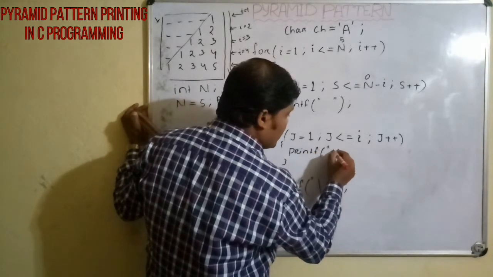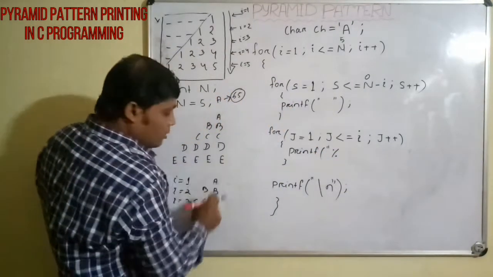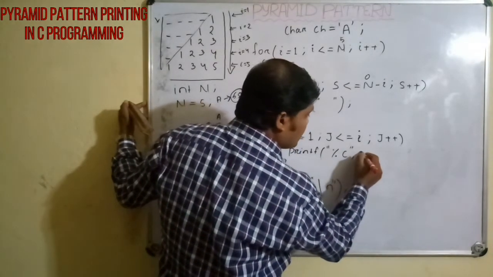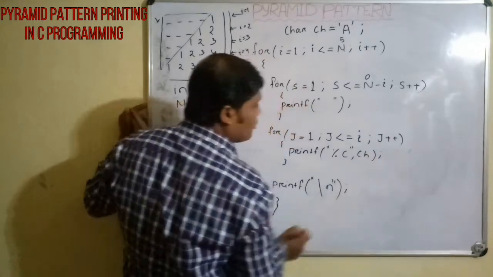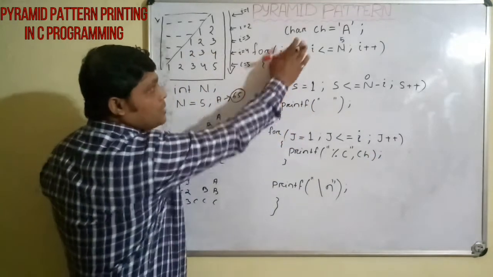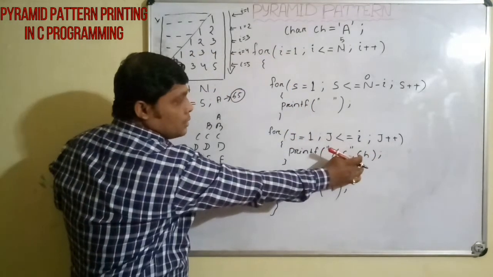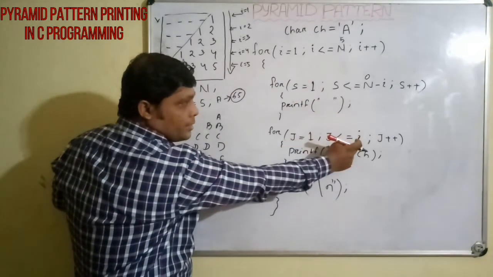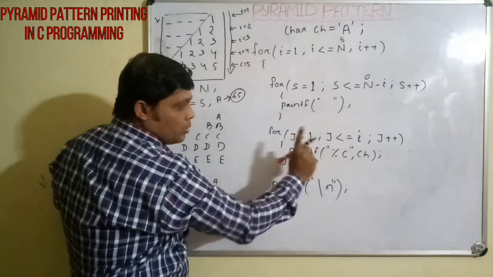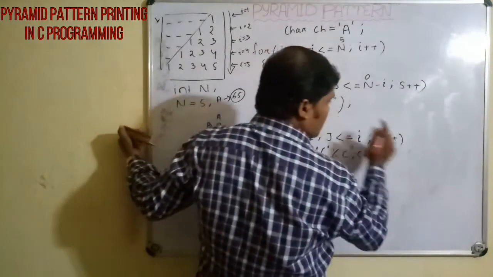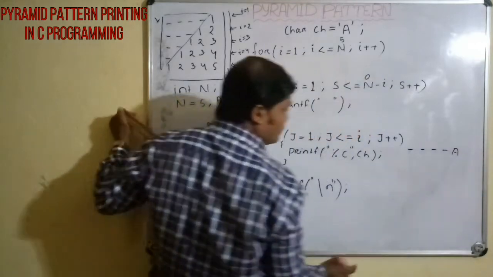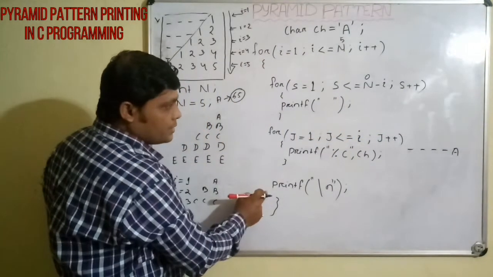So we have to print what? printf, percent c, these are the character type, then ch. We are printing the value of ch. First time it will print A. When i value is 1, it will work for 1 and ends with 1, so it will work only once, it will print. So after giving 4 spaces, it will print A. Then it will go to the next line.